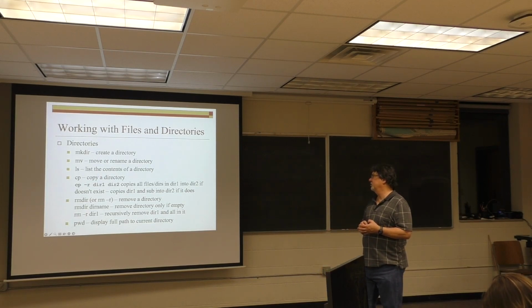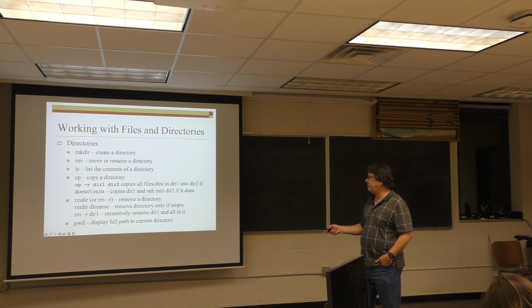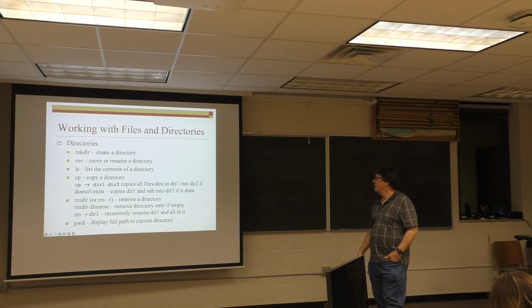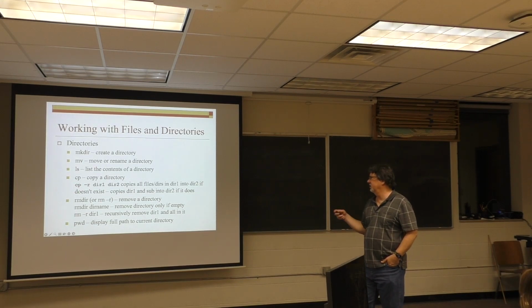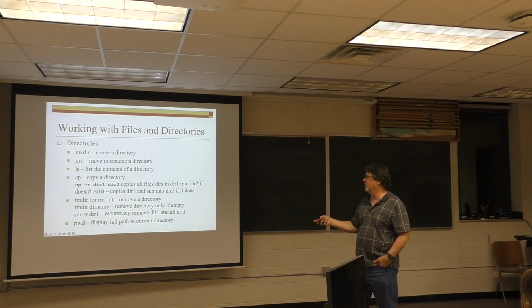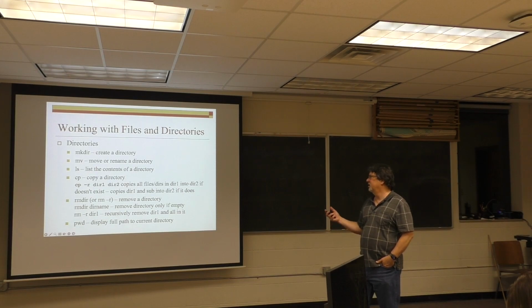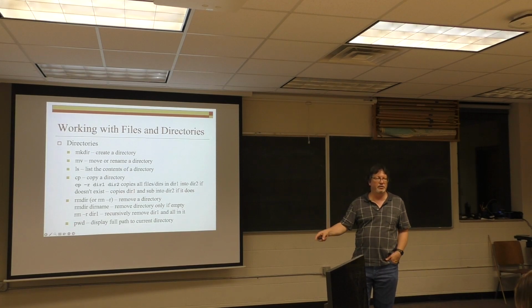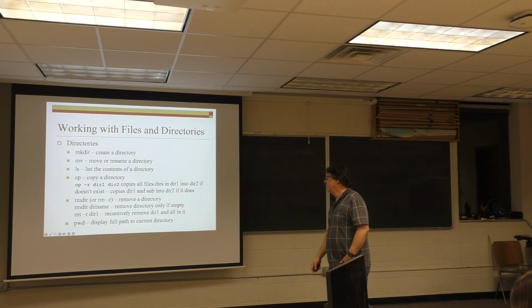Copy will copy a directory, so if you cp -r directory 1 to directory 2, it'll copy all the files and directories from directory 1 into directory 2. Is that right? I think if directory 2 doesn't exist, it'll create a directory called directory 2 and copy all the files from directory 1 into it. If directory 2 did exist, it makes a directory in there called directory 1 and copies all the files into directory 1 in directory 2. I think that's what that was.